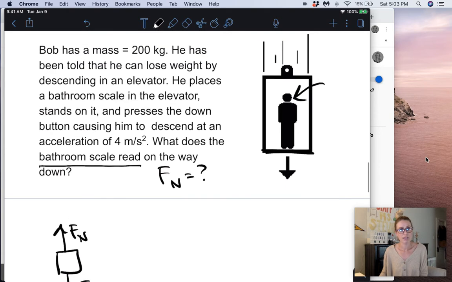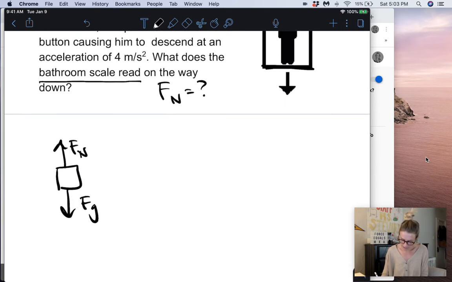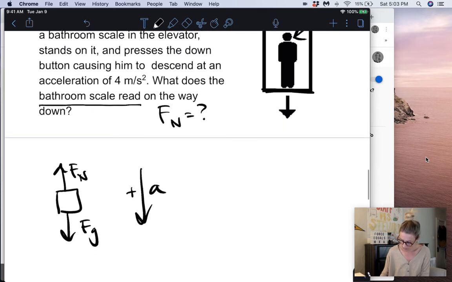Now, it says that we're moving downwards, so acceleration is going to be downward. So just like I did in that previous vertical acceleration problem, I'm going to draw the acceleration into my picture because I like to say that whatever direction we're going is our positive direction. Well, really, I like to say the direction of acceleration is the positive direction too. So here I'm going to say that the positive direction will be downward, and that's the direction of my acceleration. Now, we know that we are trying to solve for normal force because we want to see what the bathroom scale reads on the way down. We also know that that acceleration is equal to 4 meters per second squared.